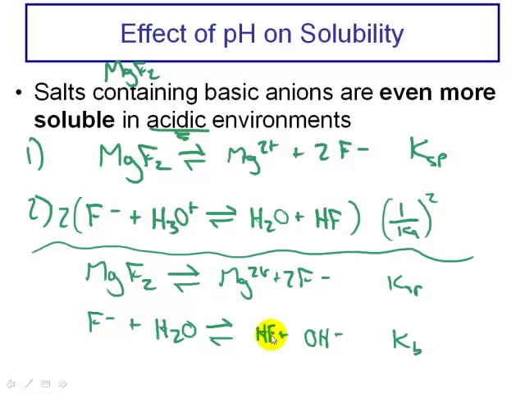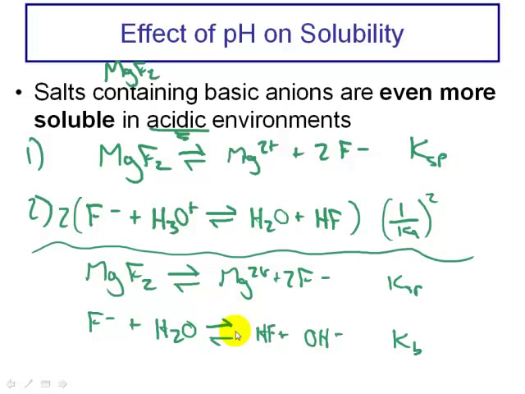So in neutral solution, this second reaction causes fluoride to get used up. Because this concentration is going to decrease as fluoride reacts with water, that causes the position of equilibrium to shift right somewhat, not necessarily a ton. But the point is that magnesium fluoride is more soluble than you would expect just based on its Ksp value. Now think about if we had a basic solution, like you were saying.